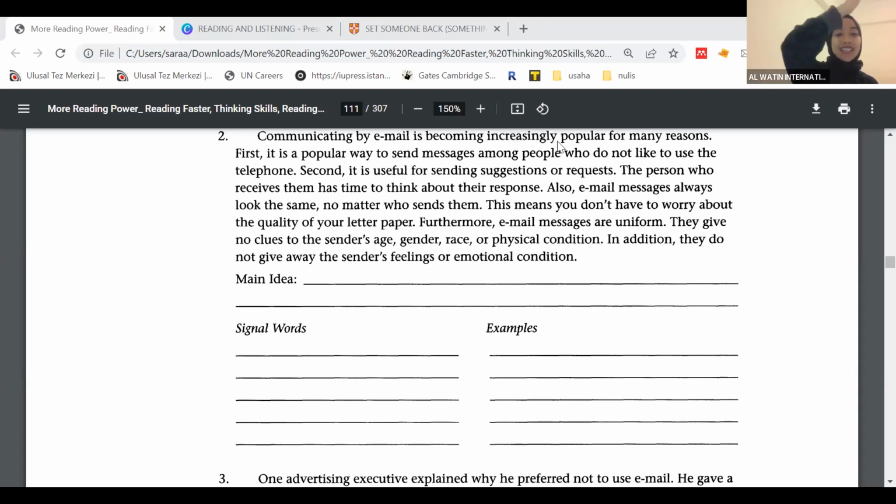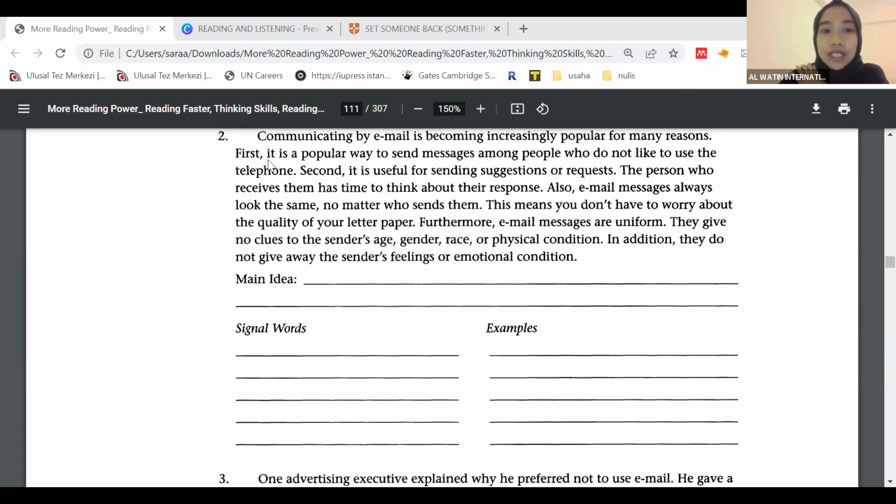Increasing, like rising, go up, increasingly popular. So communicating by email has become more popular. Okay, more popular, increasing. Okay, what else? Are there any difficult words? You can tell me if you have any difficult words.